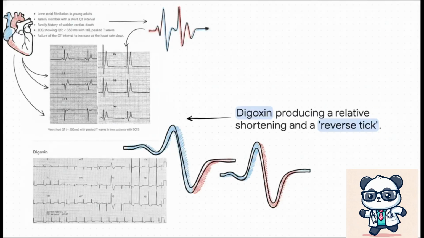Finally, if your patient is on digoxin, you've got to look for this classic visual pattern. You'll see a relative shortening of the QT interval coupled with that downward sloping reverse tick ST depression. It kind of looks like a backwards check mark, especially visible in those lateral leads.